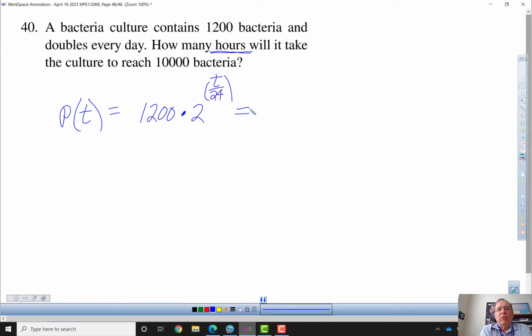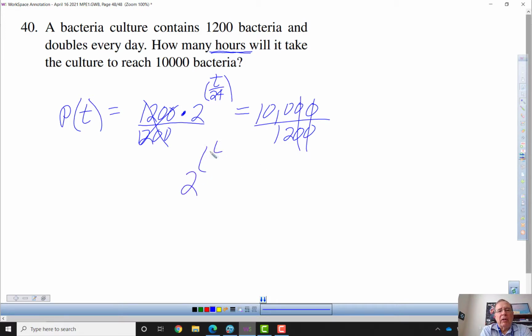And then I want to know, when does that get to 10,000? So the only unknown I have here is t. So I'm going to divide both sides by 1,200. So that cancels to 1. And I can cancel 2 zeros here. So 2 to the power of t over 24 equals, if I divide 100 by 4, that's 25. If I divide 12 by 4, that's 3.